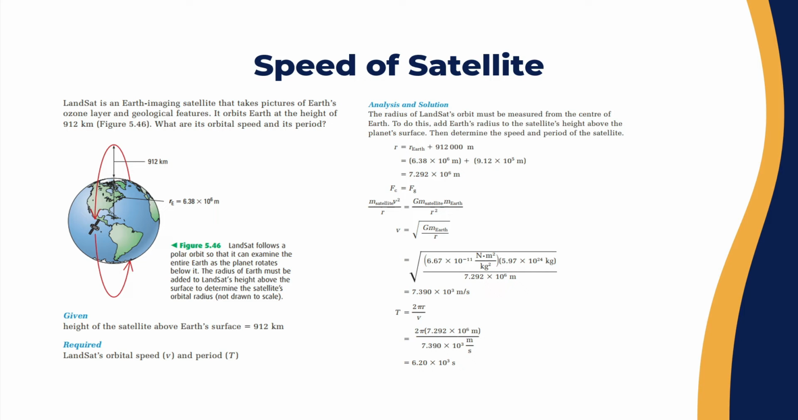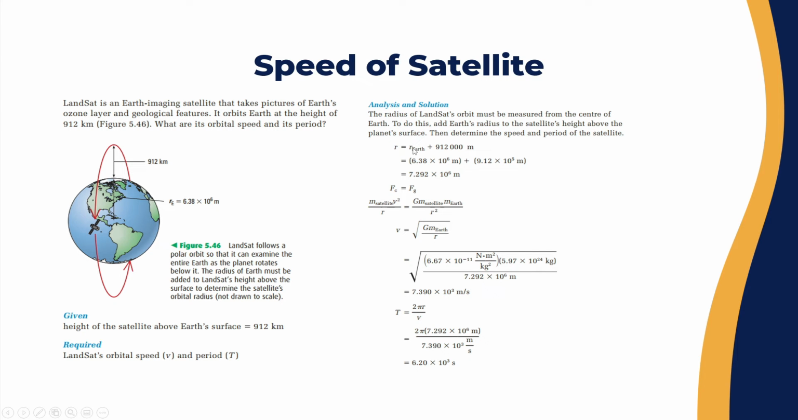And that would be the orbital speed of the moon, in either meters per second or kilometers per hour. Another example: let's say we have a Landsat, an Earth imaging satellite that takes pictures of the Earth's ozone layer and geological features. It orbits around the Earth at a height of 912 kilometers. What are its orbital speed and its period? We're given the height of the satellite above the Earth. If you take that height and add it to the distance from the surface of Earth to the center of Earth, which we know, that gives you the radius between the center of the satellite and the center of Earth. It becomes like the same example as the Moon-Earth problem. We need to find v and T.